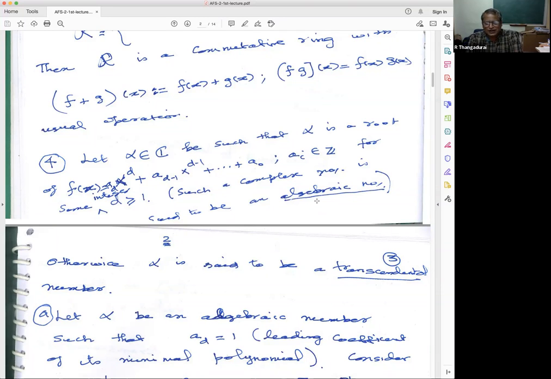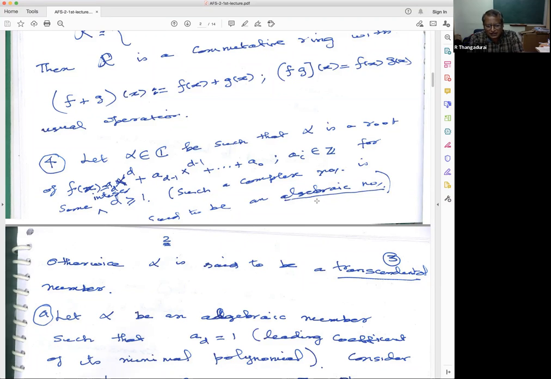Okay. So another example we want to give, before that we just write a definition. Alpha is a complex number such that it is a root of some polynomial with integer coefficients. The polynomial is denoted by f of x, little f of x, of degree d. Then we call this an algebraic number.